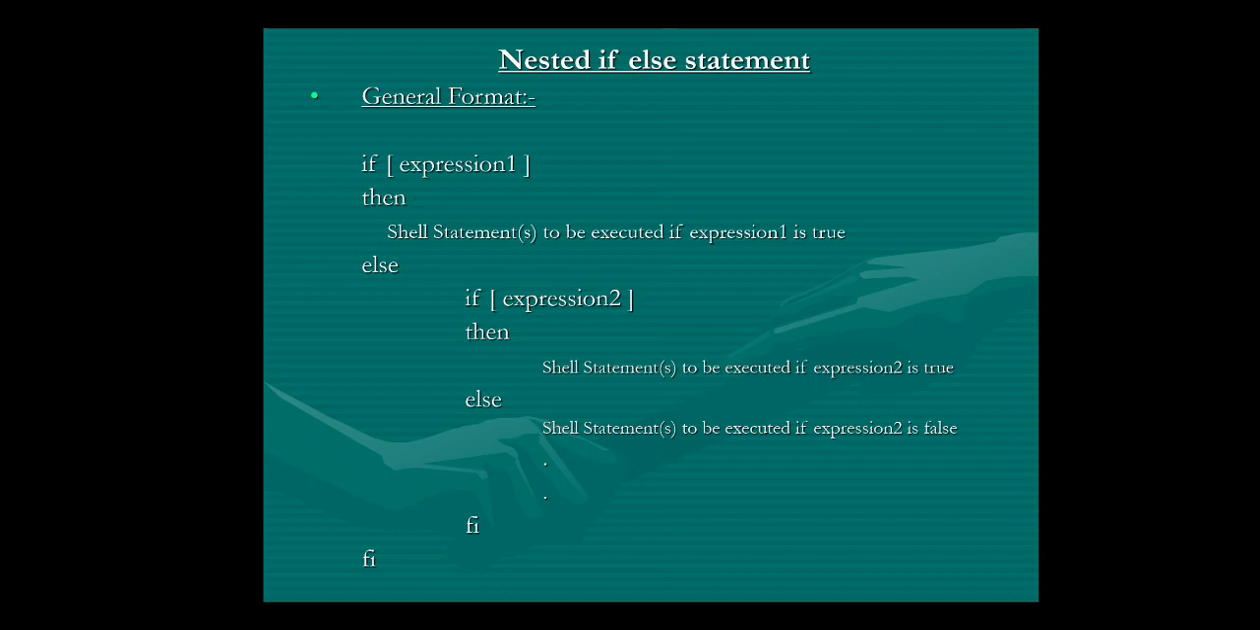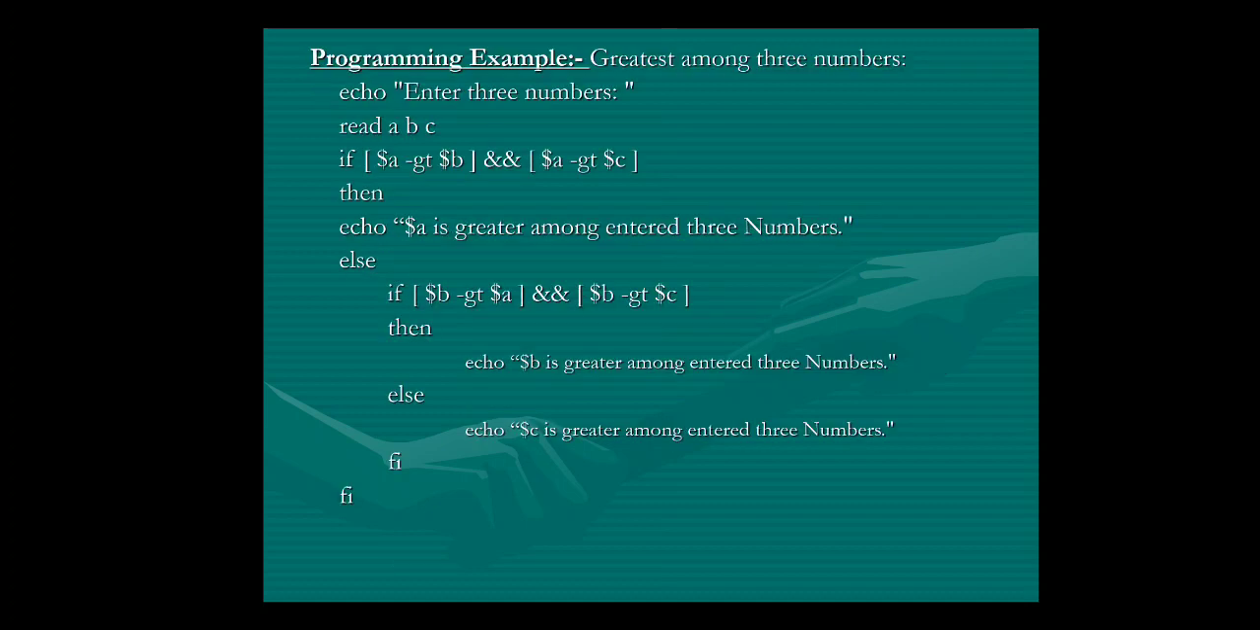After that, fi. For better understanding of this, let us take a programming example in which we will find the greatest among three numbers through the nested if else statement. So in the first line we display the message for taking three numbers through the echo command, and in the second line we take three numbers as input through the read command and store them in variables a, b and c respectively.